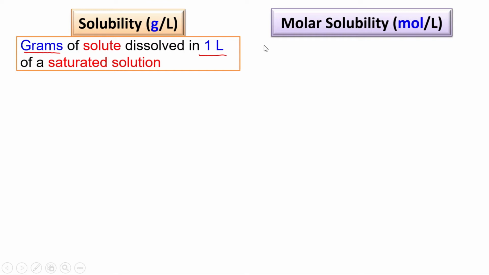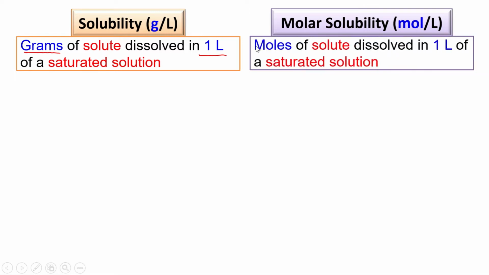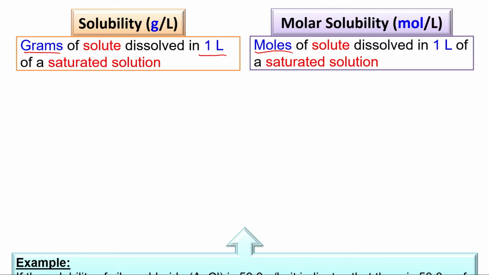Apart from that, solubility can also be measured as mole per liter, which is known as molar solubility. The difference is just in the unit of solute. For molar solubility, the solute is calculated in moles. Therefore, it is defined as moles of solute dissolved in 1 liter of a saturated solution. So there are two units of solubility, which are gram per liter or mole per liter.